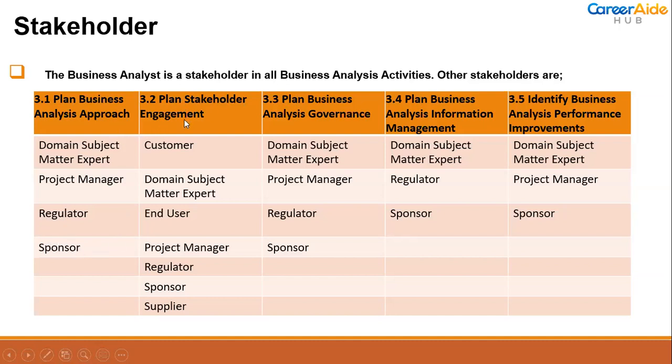For the plan stakeholder engagement, we have customer, domain subject matter expert, end user, the project manager, the regulator, the sponsor, and the supplier. And for plan business analysis governance, we have domain subject matter expert, project manager, regulator, sponsor. And for the fourth task, which is the plan business analysis information management, the stakeholders are the domain subject matter expert, the regulator, and the sponsor. Then for the fifth task, identify business analysis performance improvement, we have the domain SME, the project manager, and the sponsor.